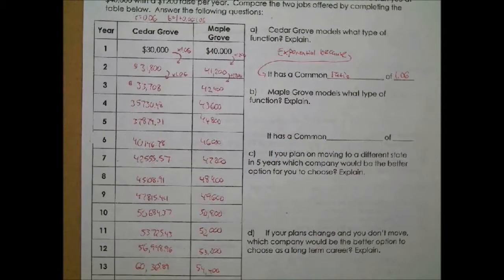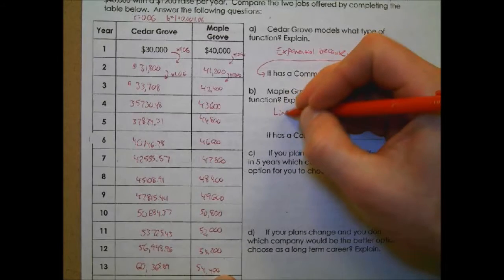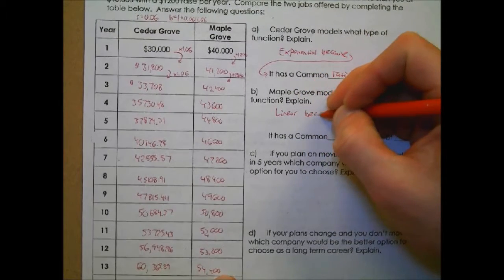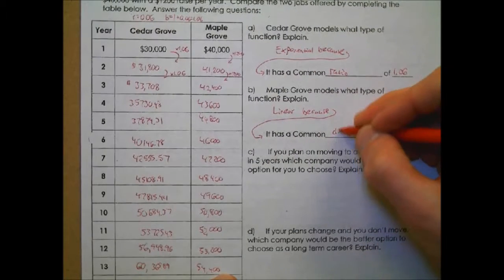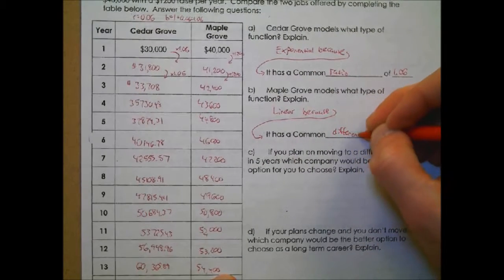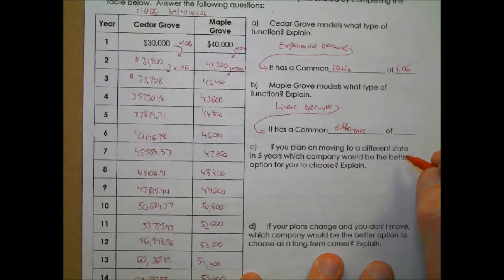Maple Grove models what type of function? Linear or exponential? Linear, because it has a common what? Difference. Okay, it's a constant rate of change. Common difference of what? What's the difference every time? 1,200, right? We're adding that flat rate.